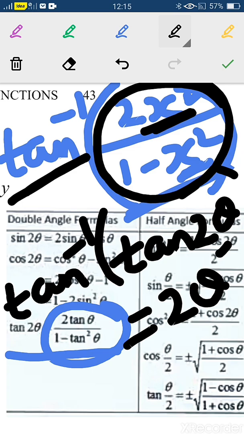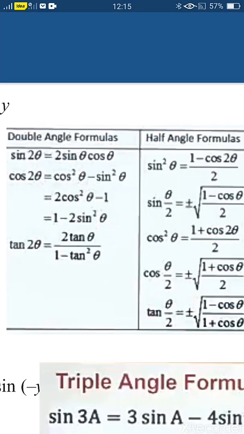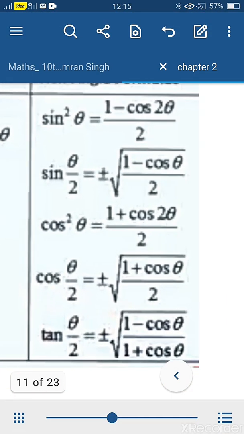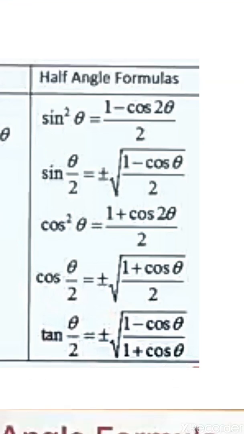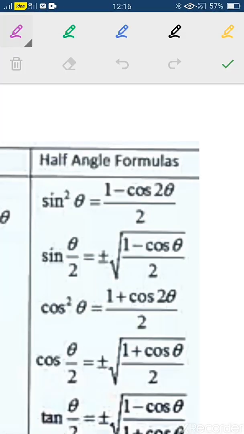This is the hint. That's why trigonometric formulas play a very important role. You have to learn these formulas. I am repeating it again and again. Moving on with the half angle formula now. In half angle formulas, you will see sine square theta, very important again. Sine square theta is equals to 1 minus cos 2 theta by 2, right?